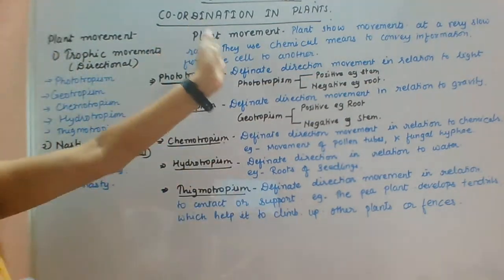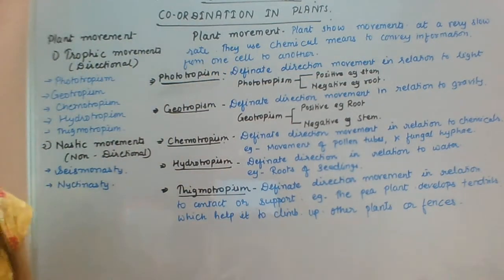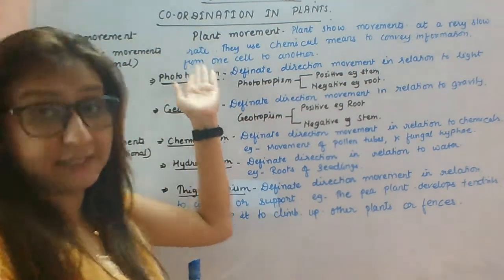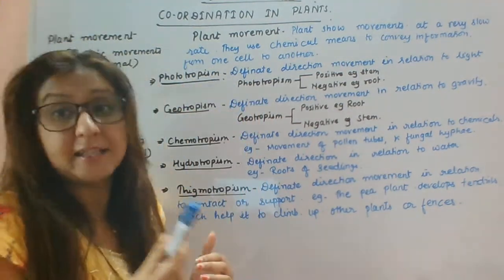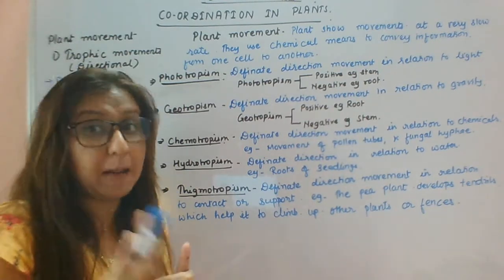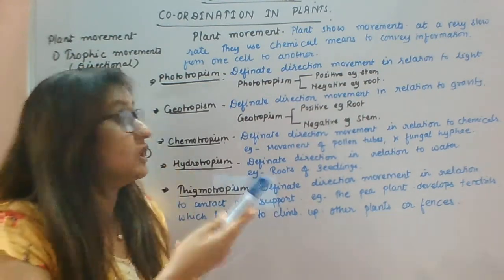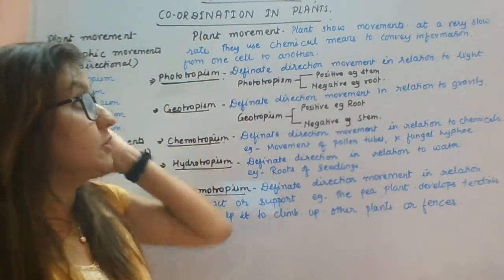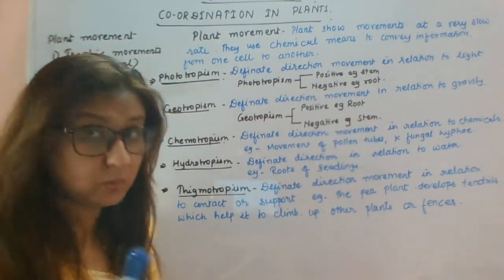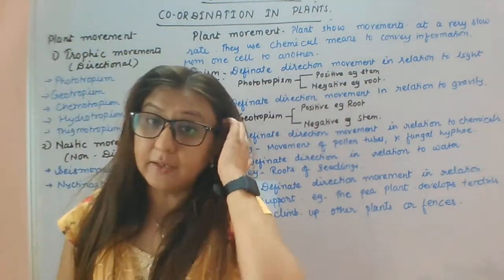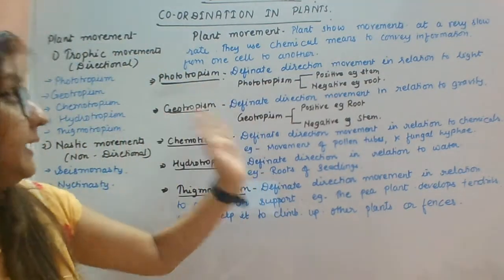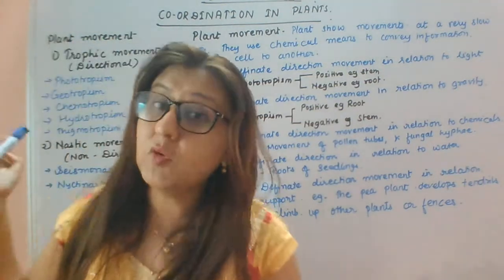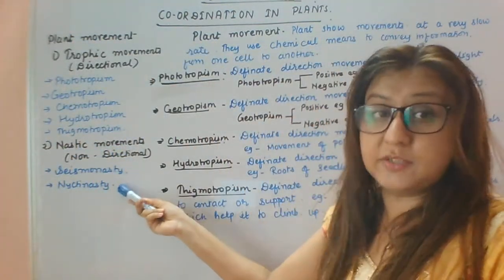Now we will discuss coordination in plants. When plants show movement, as I told you, unlike animals they can't show very rapid and fast movement. They show very slow movement. They use chemical means to convey information from one cell to another cell, as I explained just now. Now we will study the main types of movements. First we will study the trophic movements, then we will study the nastic movements.